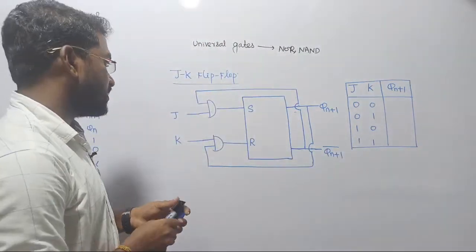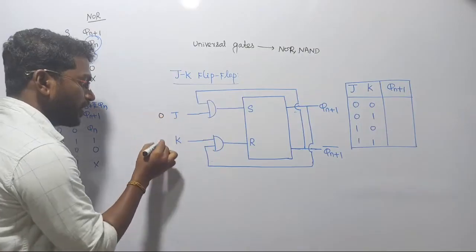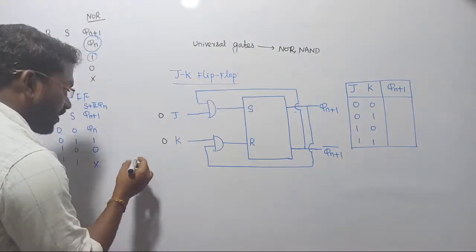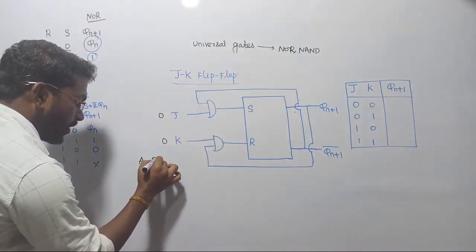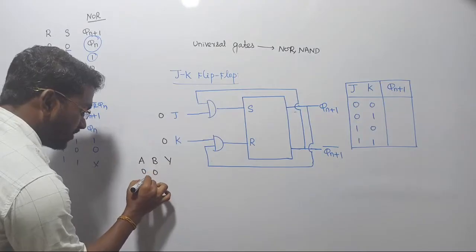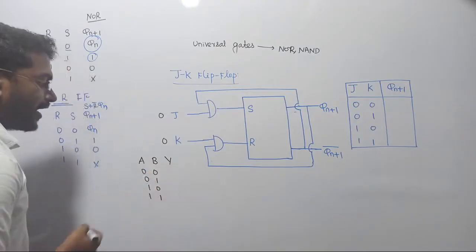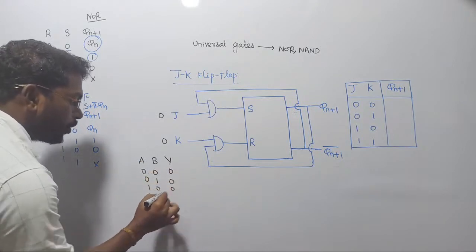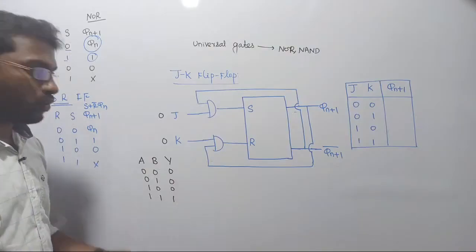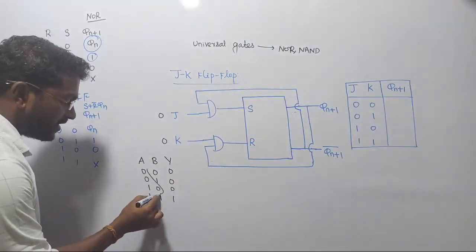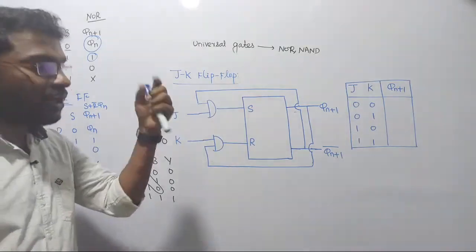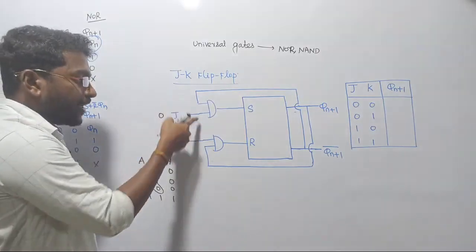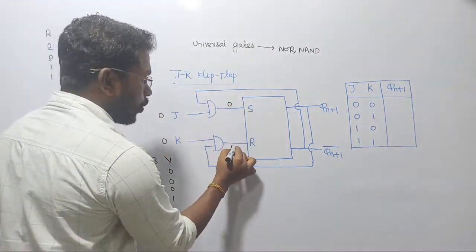Let us design. First, when the inputs are going to be 0, 0, since we are using AND gates here, for an AND gate we have 4 possible input combinations: 0 0, 0 1, 1 0, 1 1. In an AND gate, whenever you find at least one input pin as 0, the output is automatically going to be 0. At least one pin input is 0, irrespective of the other pins, you can set the output of the AND gate as 0.